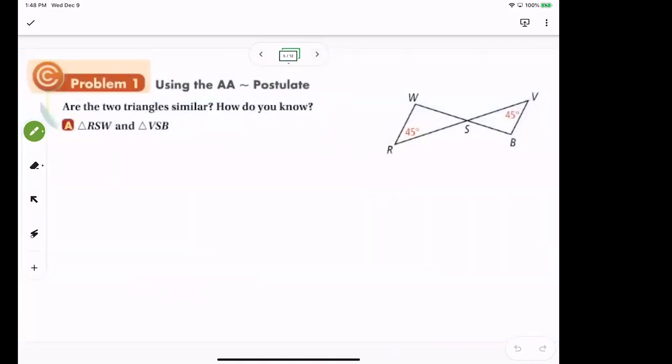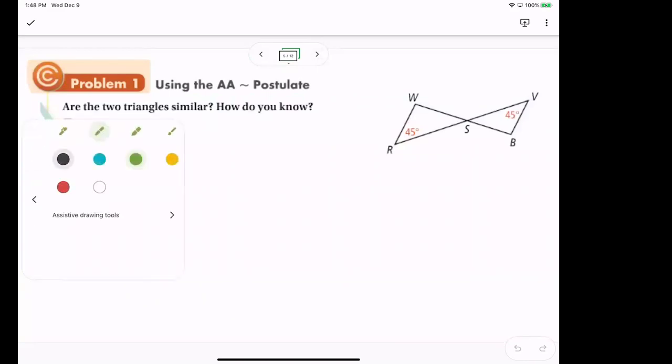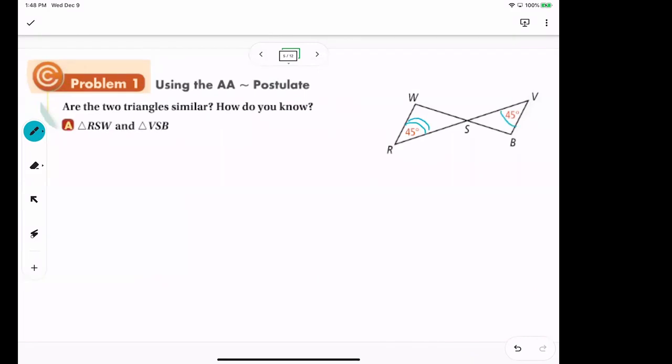All right, so our goal is to decide if these two triangles are similar using this new AA postulate. So AA similarity, we've got to show that two angles from one triangle are congruent to two angles from another triangle. So we've got one angle and another angle that are both 45 degrees. I'm going to say that angle R is congruent to angle V.